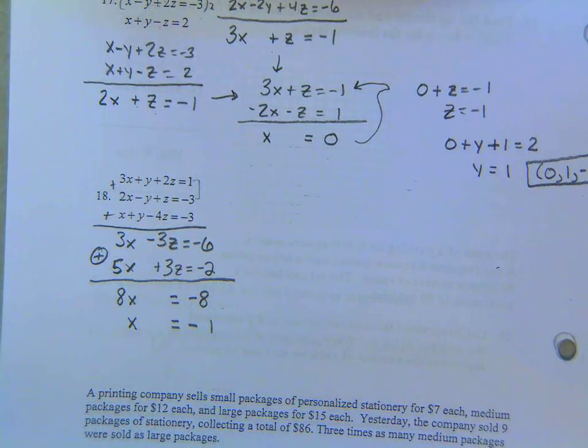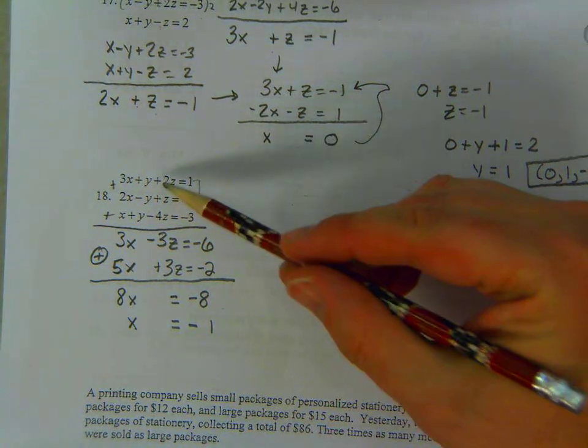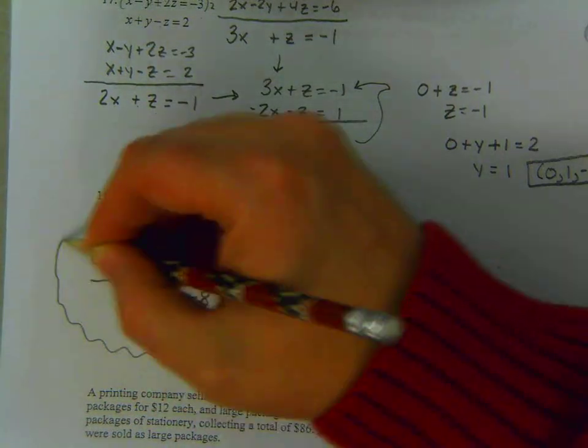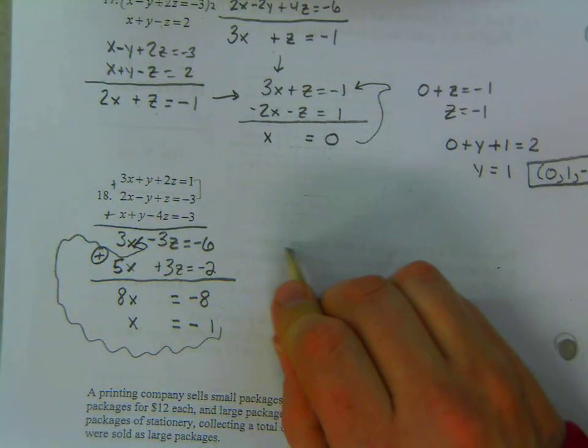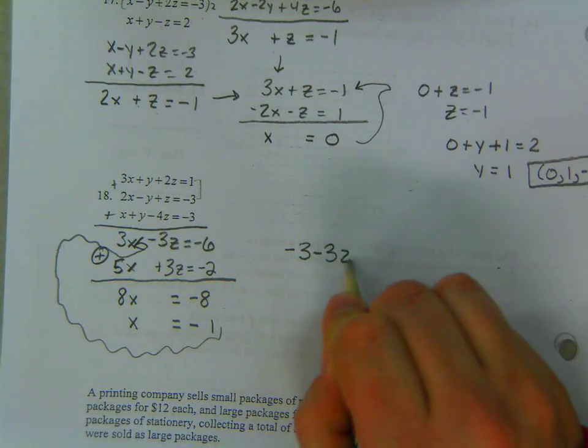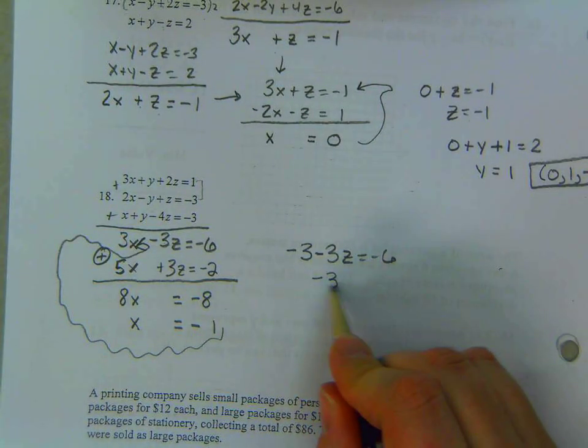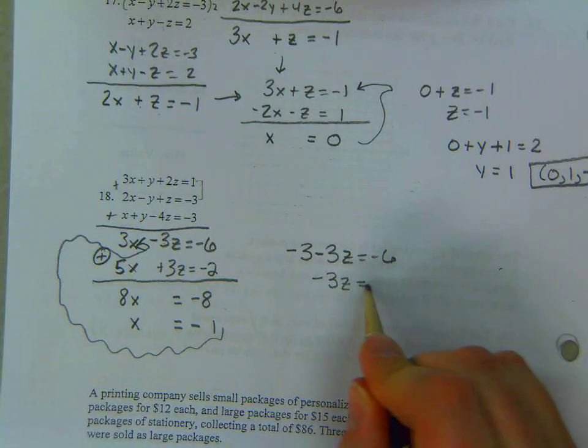All right, and well, we could just keep going on this. Paige, what do you want to do now? Plug the negative 1 into the top equation. The 3x minus 3z equals... Right there? Yep. So that'd be negative 3 minus 3z equals negative 6. What are you going to get? z equals 1. Yeah, me too.